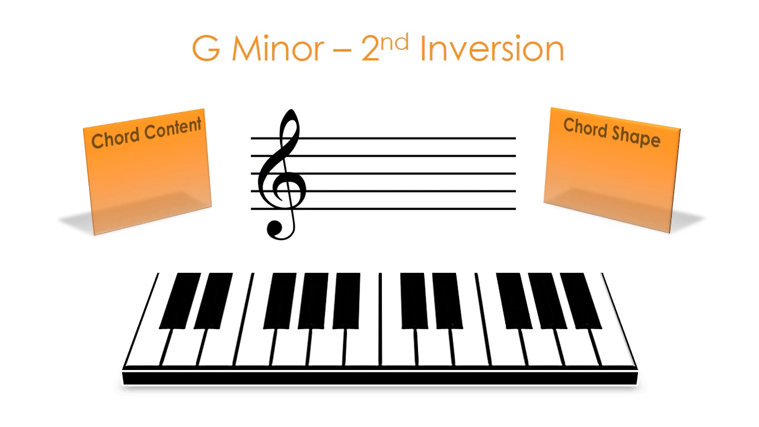Let's practice G minor second inversion. The content of the chord is G, B flat, D. The shape of the chord is 6-4. The root is in the middle voice. Visualize it on the keyboard and on the staff.